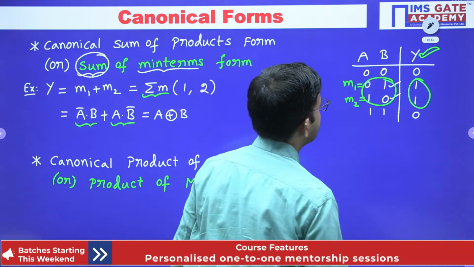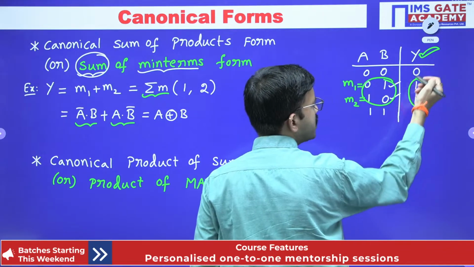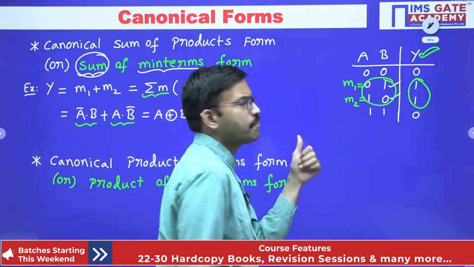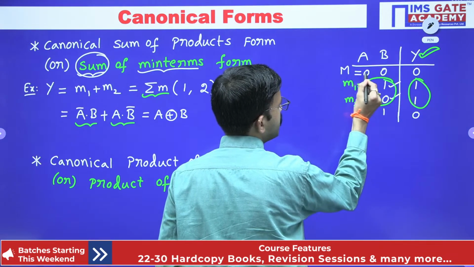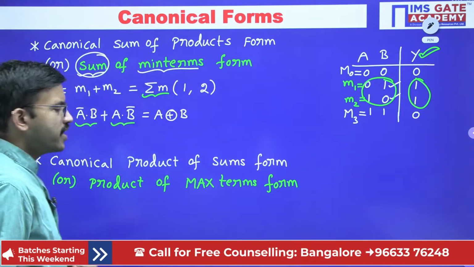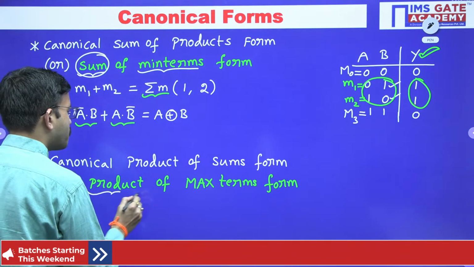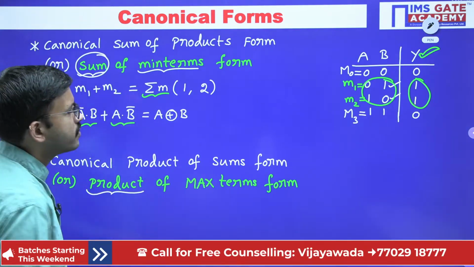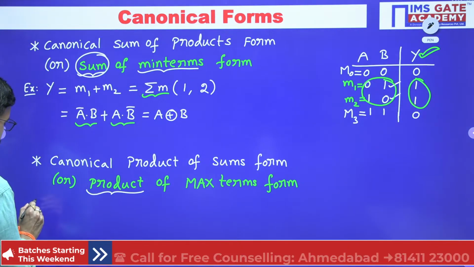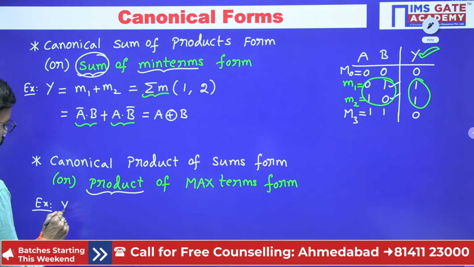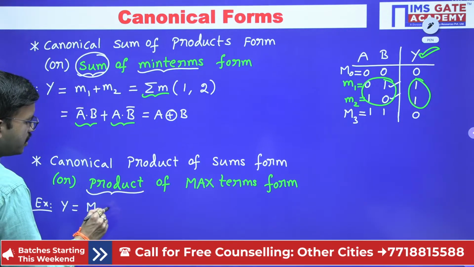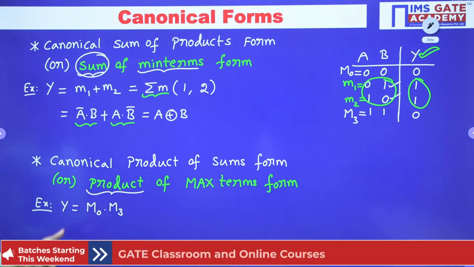For the remaining combinations of inputs, you are getting output as 0. That means the corresponding input combination is nothing but what? Max term. So here it is M0, here it is M3. Now here we have used the phrase product of max terms form. That means in this truth table we got two max terms, and we have to multiply them. Y equals M0 times M3.